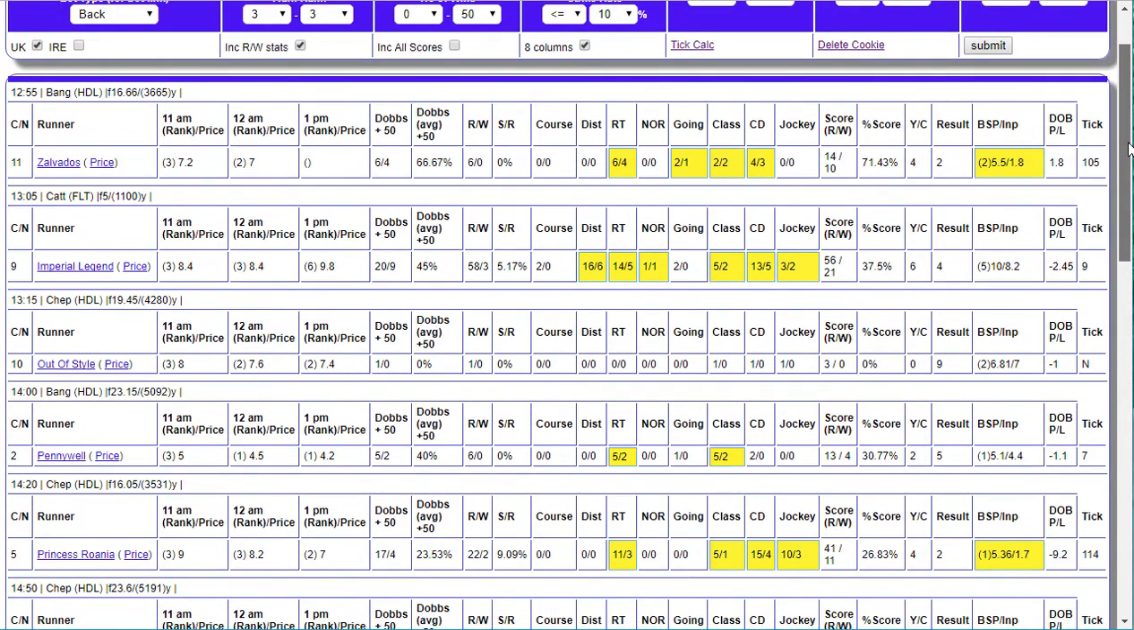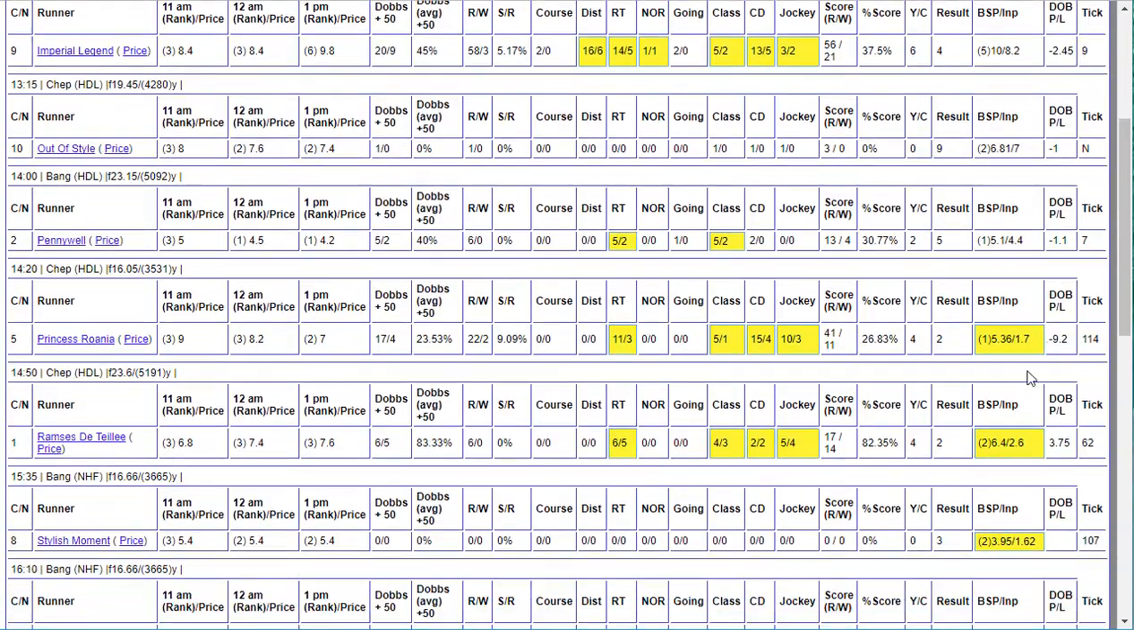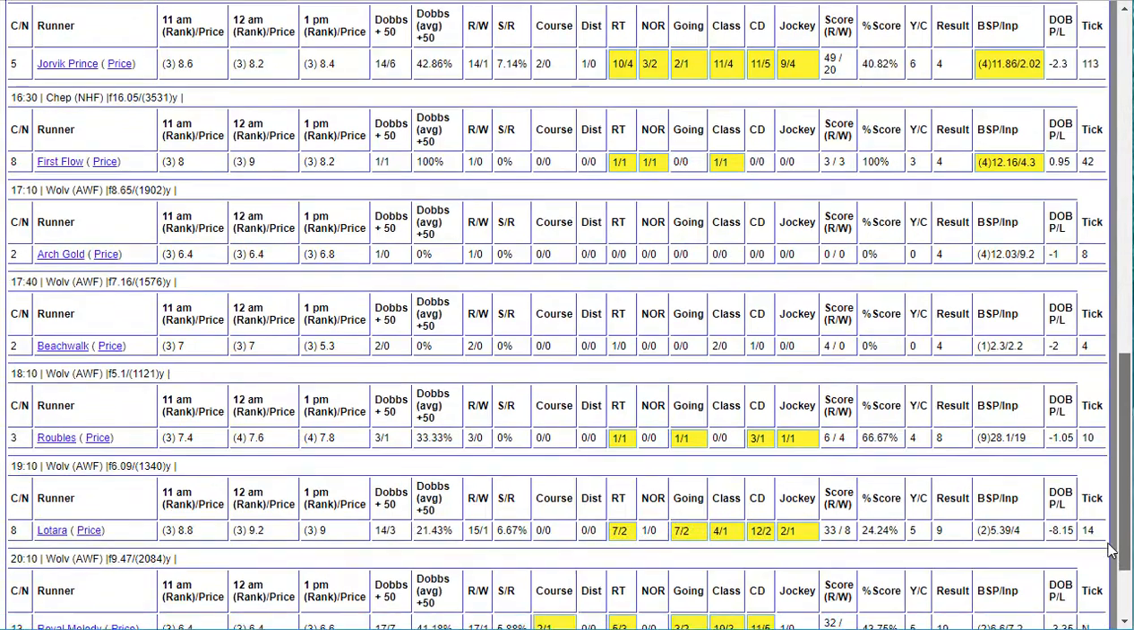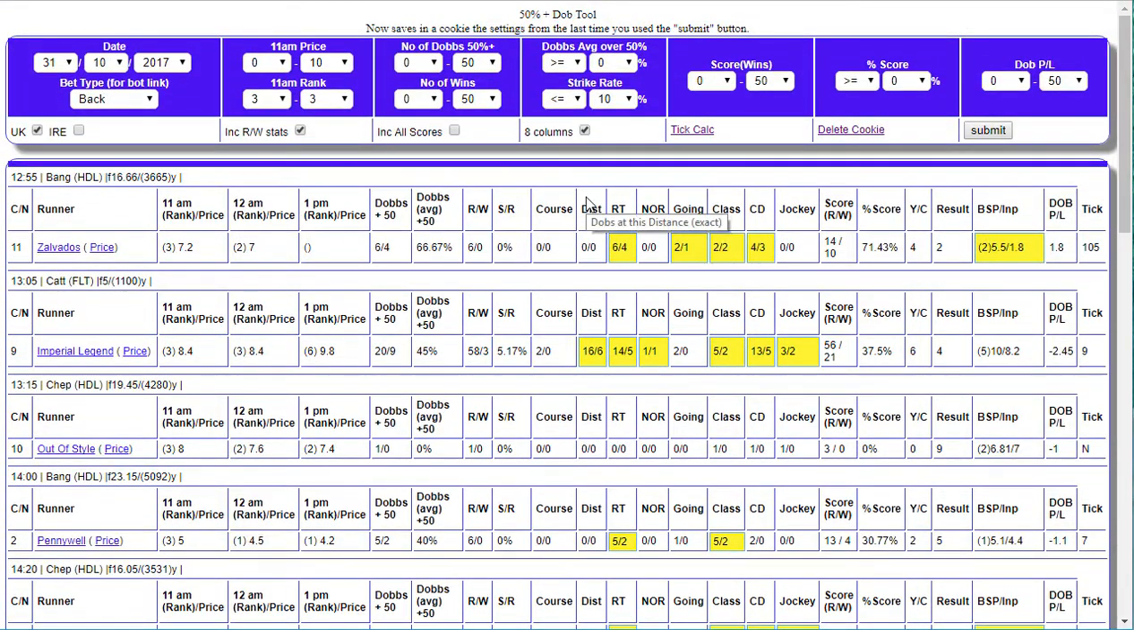But as you can see, some of them go out in price, obviously, that you probably wouldn't be interested in, but some of them stay within a reasonable price and don't win. So if you're a layer, that's one thing you could look at. So I don't often talk about lay systems, but anyway, there's one that you could look at in the Dob software.